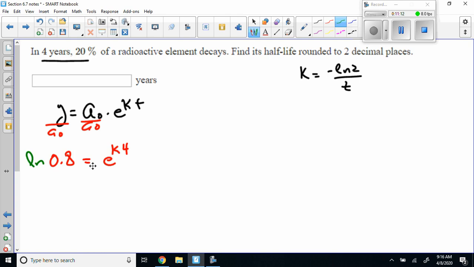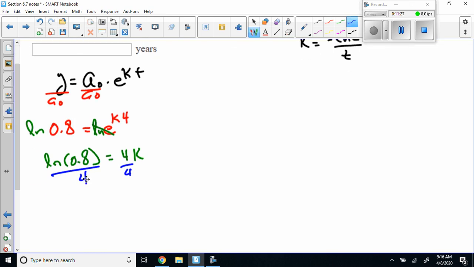Well, we know we're going to have to do this, right? Get rid of this. So it's the natural log of 0.8 equals 4k. And then divide both sides by 4. That's going to help us solve for k. So k is going to be the natural log of 0.8 over 4, which is going to give me a negative 0.558.